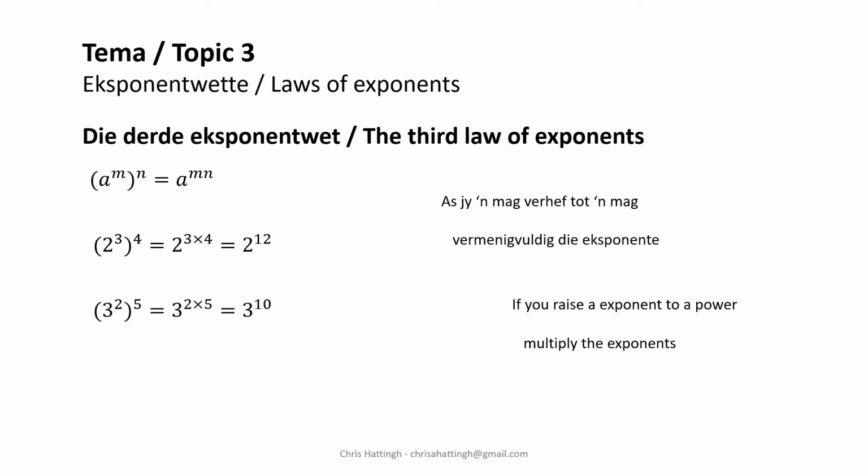3 to the power of 2 to the power of 5, that means you're going to multiply the 2 by 5, so your answer will be 3 to the power of 10. 15 to the power of 10 to the power of 6, you're going to multiply the 10 by 6, so your final answer will be 15 to the power of 60.